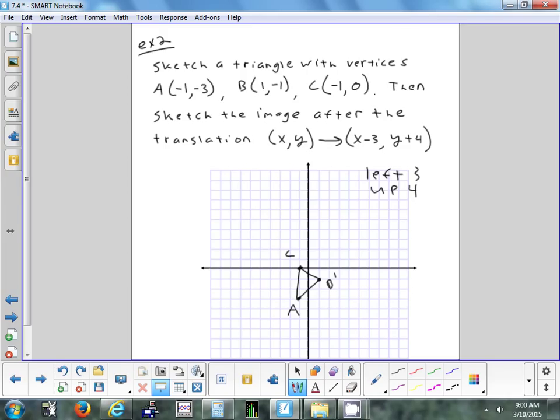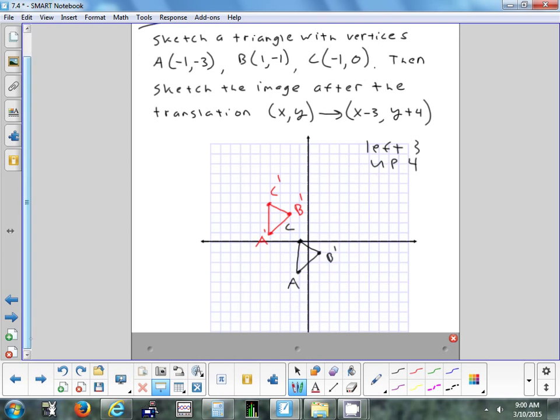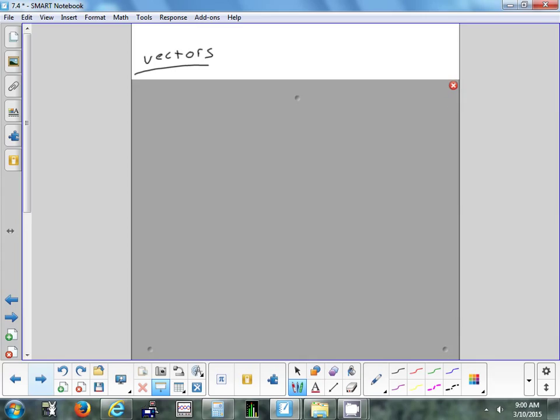Okay, let's start with A. Left 3, up 4. Okay, that's A prime. Okay, take B, left 3, up 4. B prime. And take C, left 3, up 4. There's C prime. Okay, so there's our translation. Left 3, up 4. Okay, another way that you can write a translation is to use a vector.